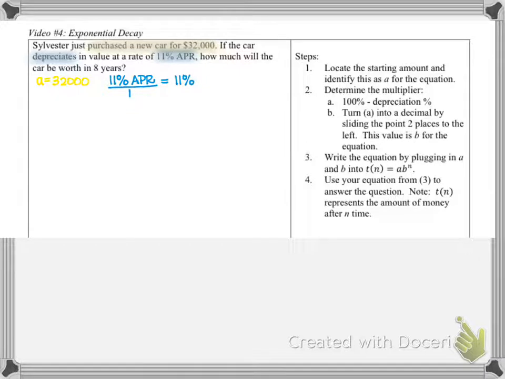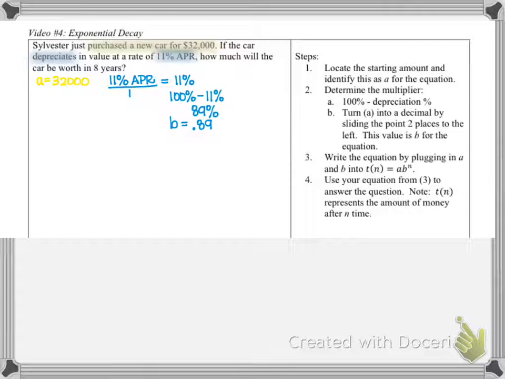Okay, now big difference between the previous problems. If this is depreciating, yeah, you start with 100% of the value of the car, but you are losing 11% of the value. So we're going to subtract this time. So what we want to do is subtract those two. It's going to give me an 89%. And then from here, turn that into a decimal. That is your multiplier.